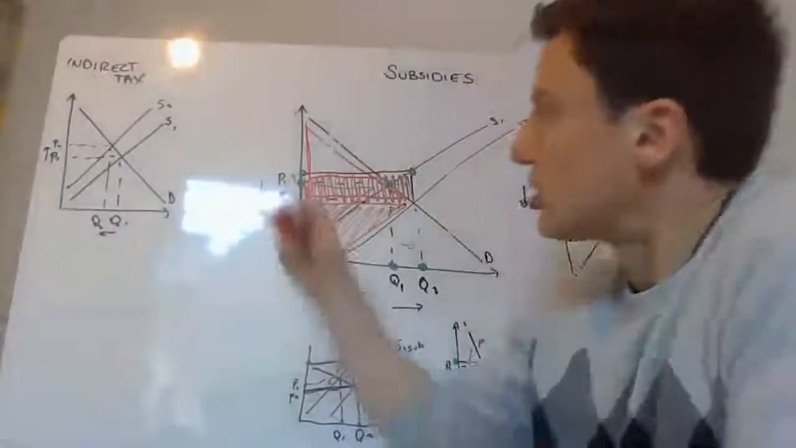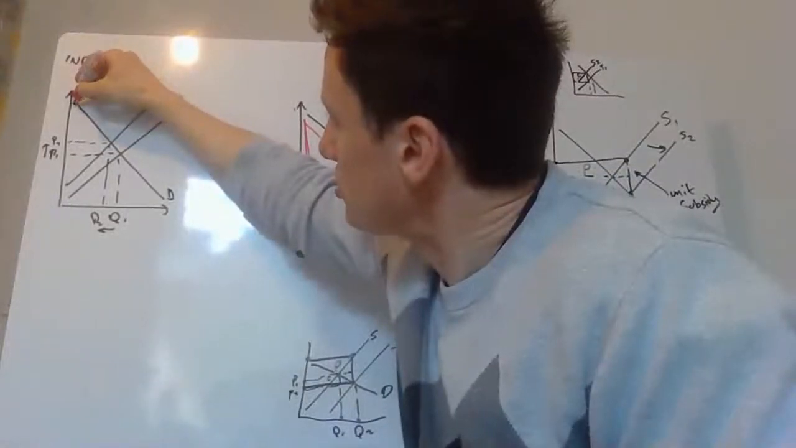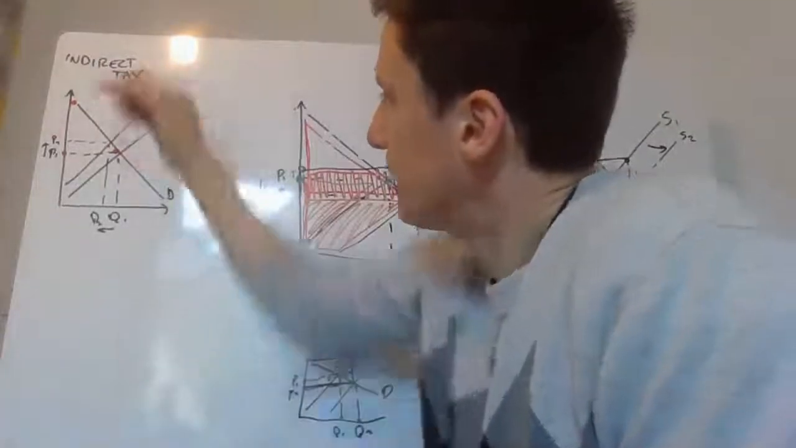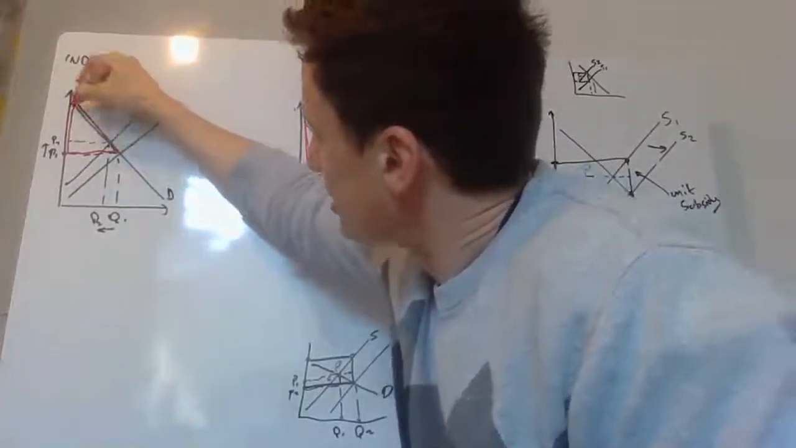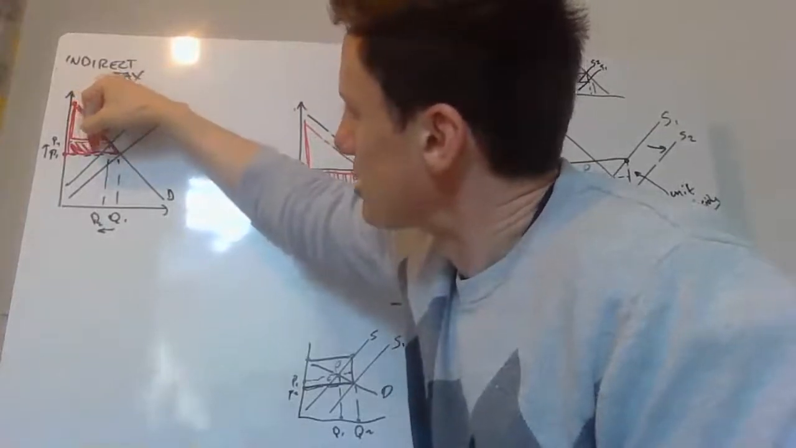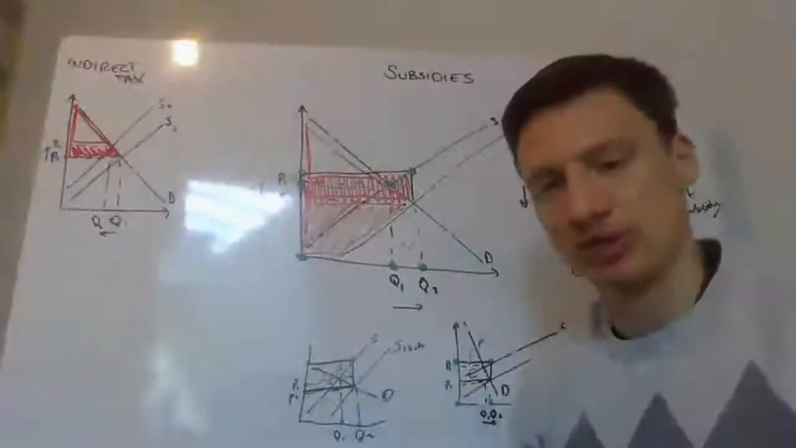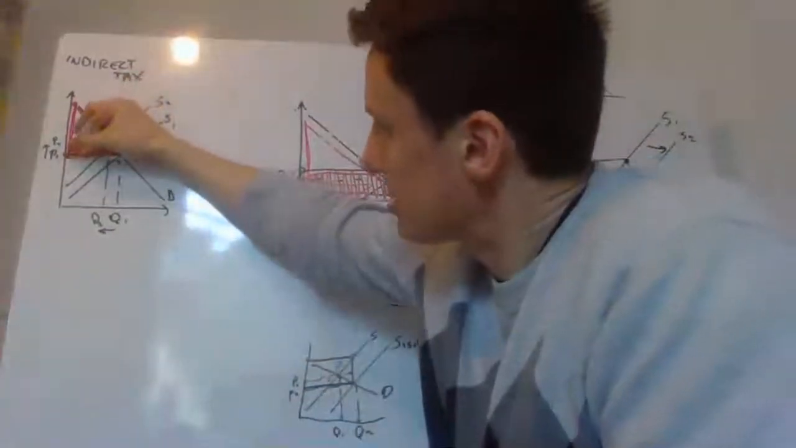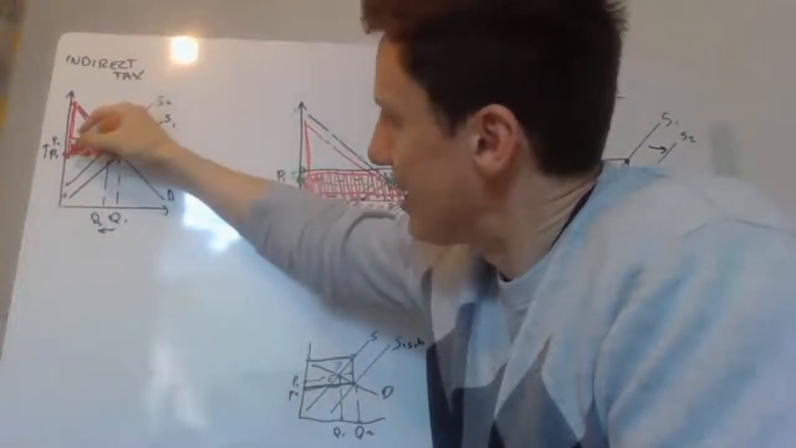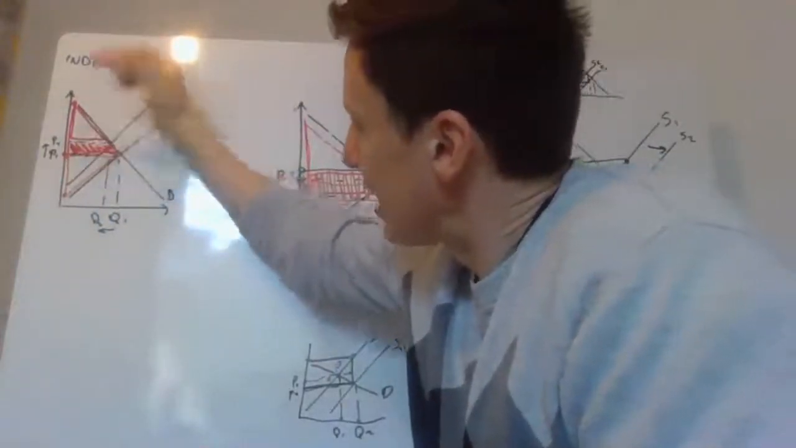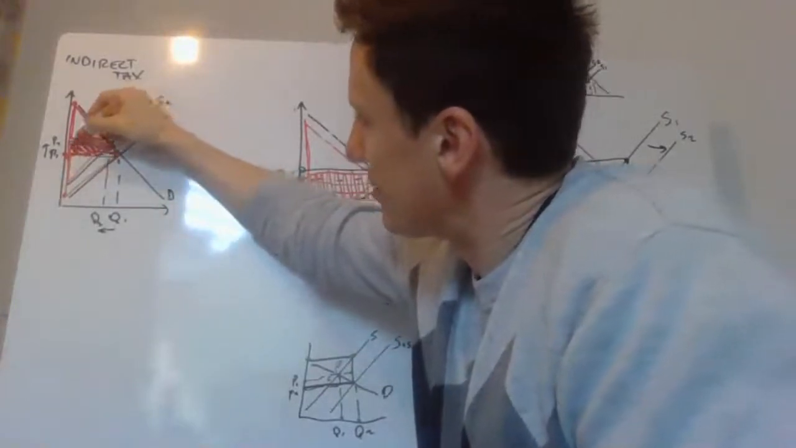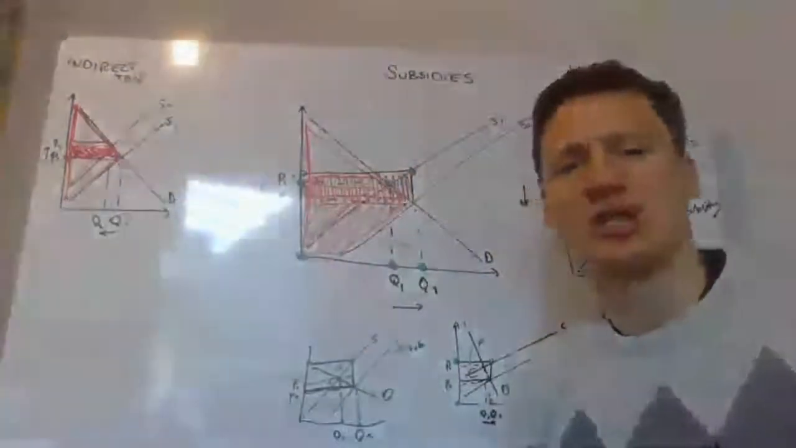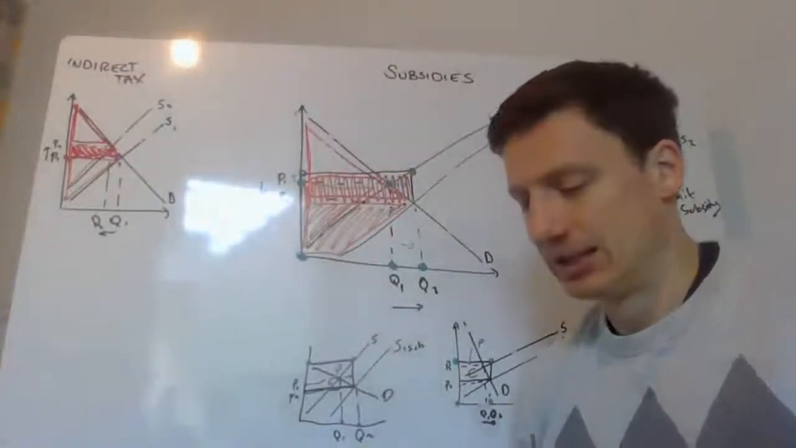What's happened to consumer surplus? Well, consumer surplus was there, where P1 was, and now it has fallen, so it's only there. So that's a loss of consumer surplus. In terms of producer surplus, it was that area there, and now it is that area there. So they have lost this bit but gained that bit, but overall it's a loss for producers as well.